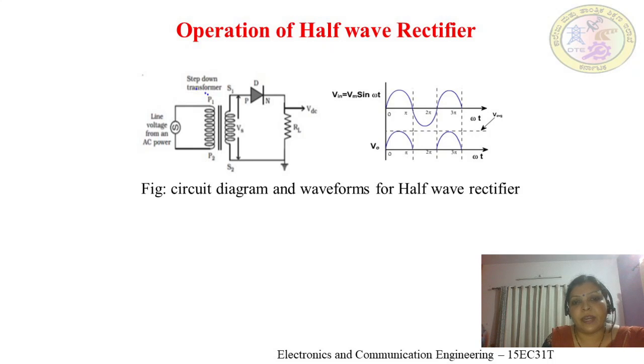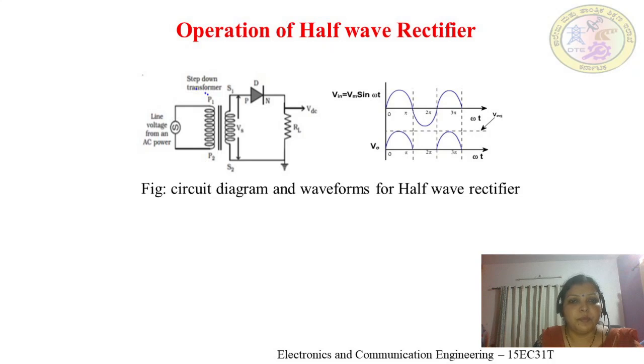We already know from the last session's discussion why we are supposed to use a transformer and what a transformer is. Once again I'll repeat it. A transformer is nothing but a static electrical device which transfers energy from the input circuit to the output circuit. It consists of a primary and a secondary winding separated by a core. The core may be made of any type, iron or copper or any other type of core.